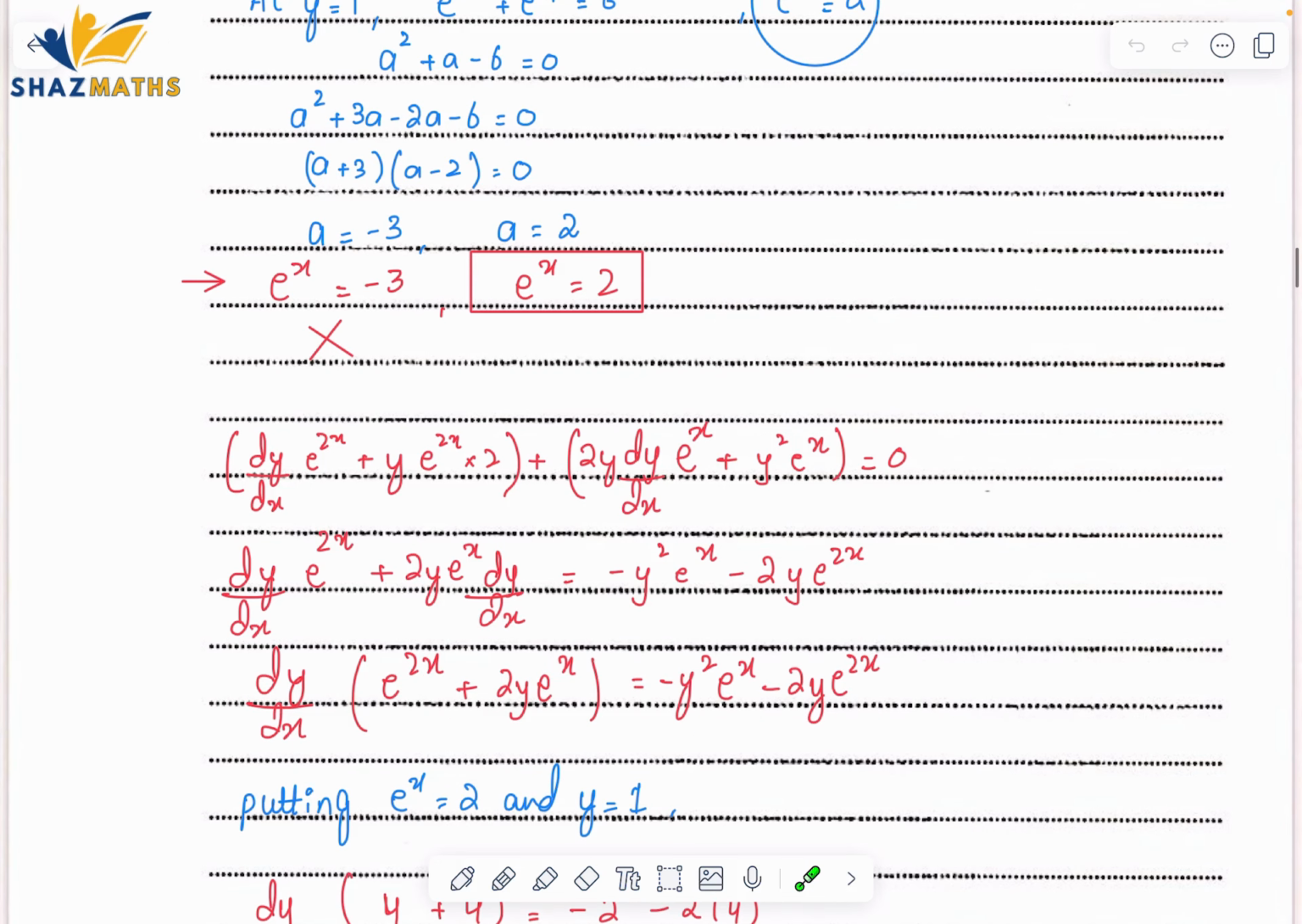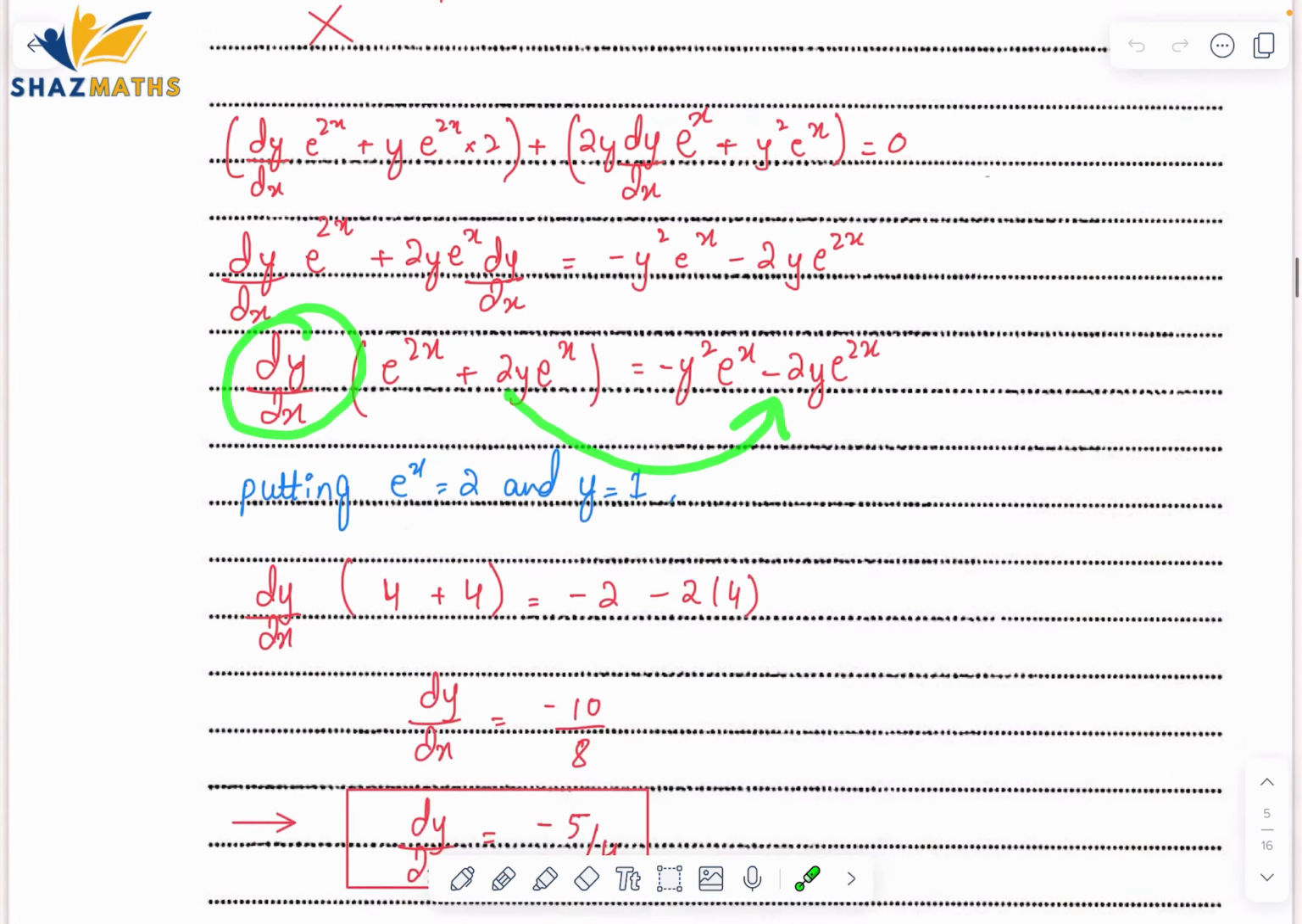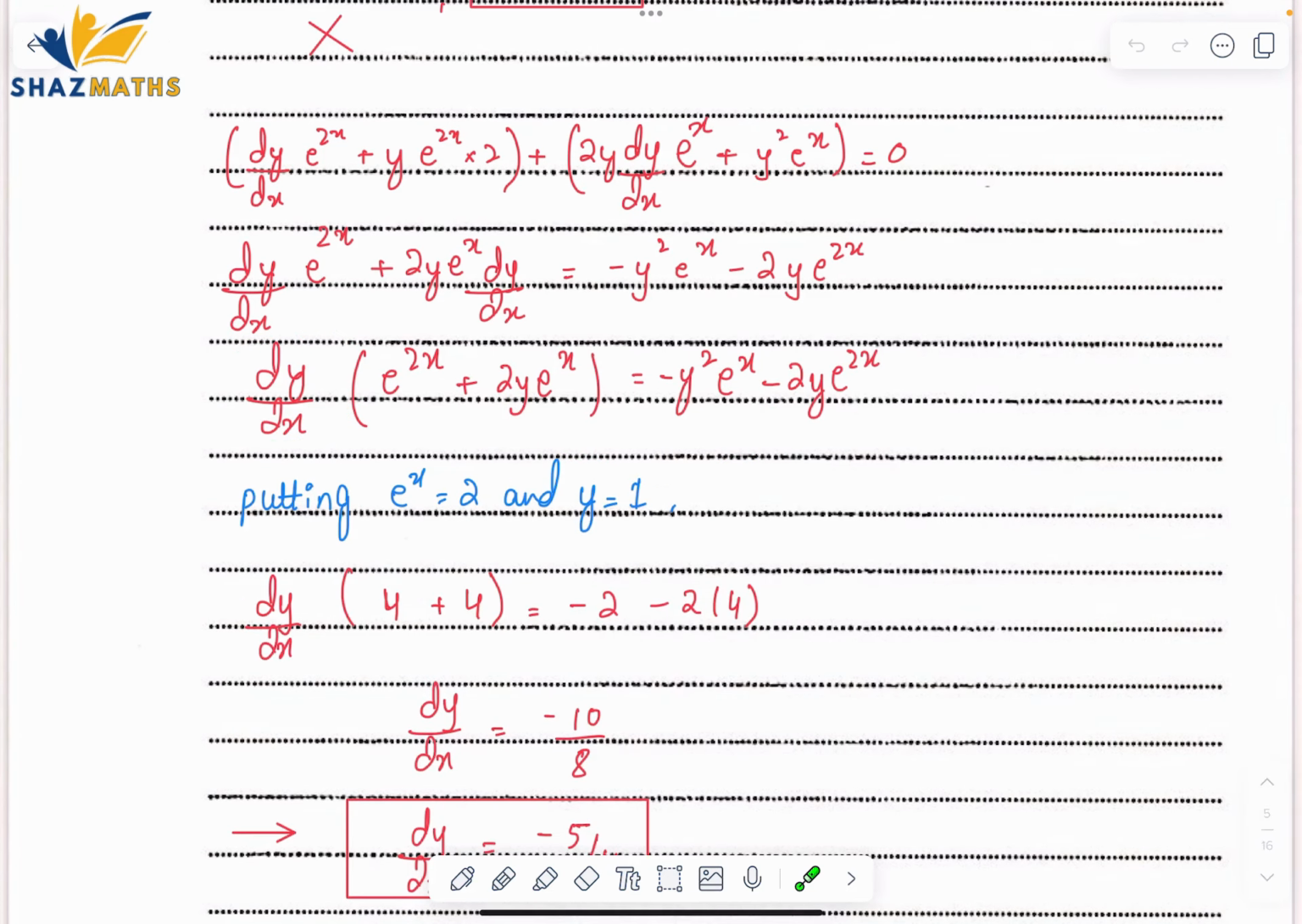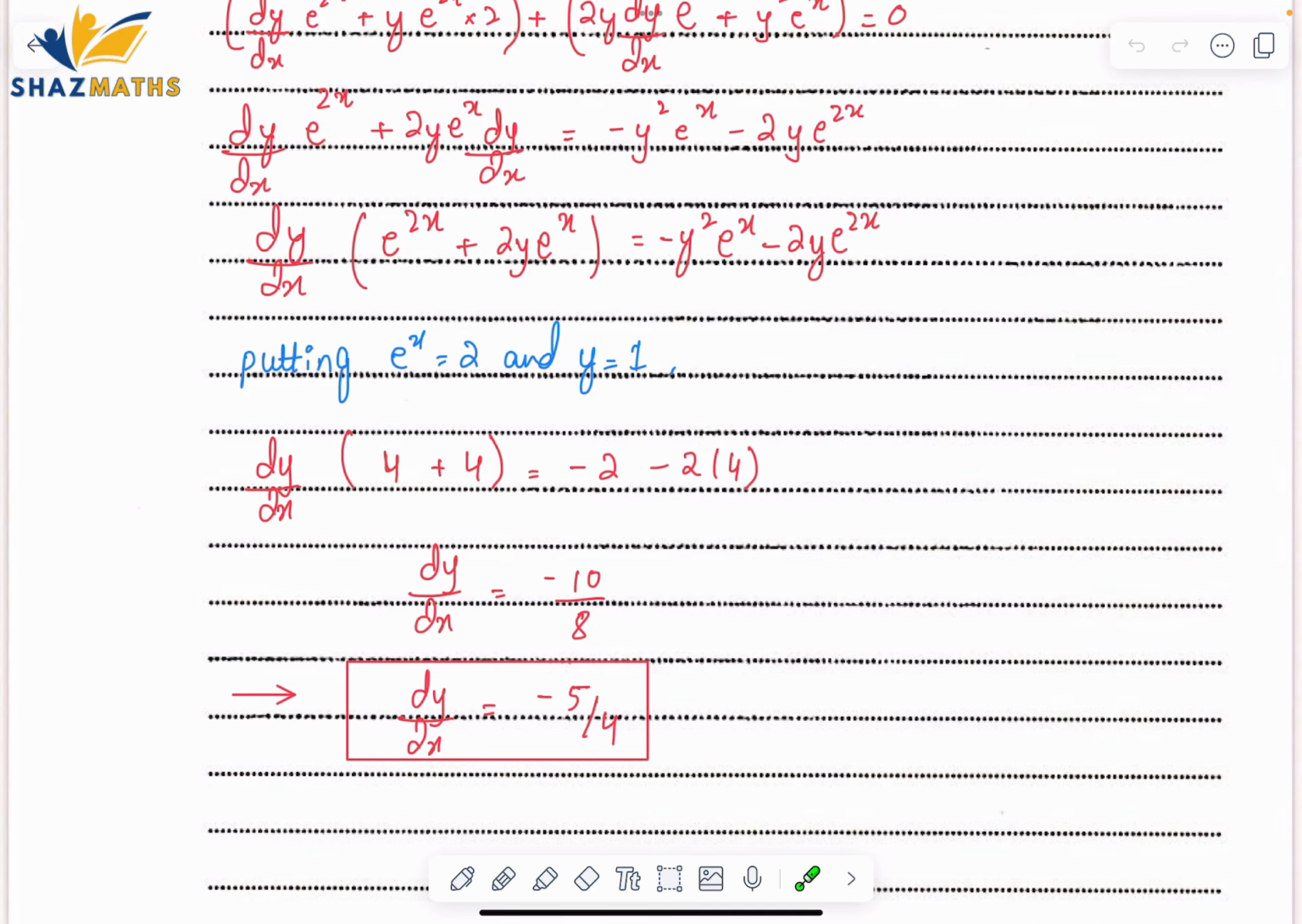Now, we'll bring all the terms including dy by dx to one side and we'll bring all the other terms to the other side. We'll take dy by dx as common and we'll shift this bracket here. Now we'll substitute the values and find the value of the gradient, which will give us the final answer as minus 5 by 4.